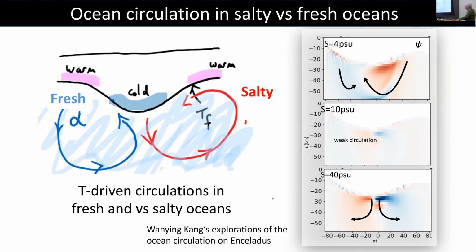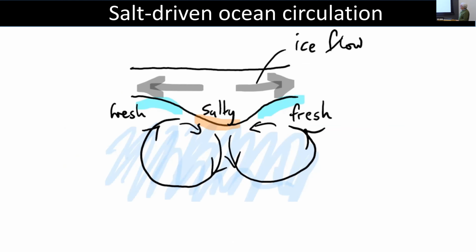And this has been studied by Wang-Ying Kang in several papers which are now out: an exploration of the ocean circulation on Enceladus at different temperatures, assuming different salinities. Both of these circulations carry energy from the poles towards the equator. So the ocean's trying to carry energy towards the equator and actually melt, trying to flatten out ice thickness variations. We think on Europa, the ocean may keep the ice variations fairly flat, whereas on Enceladus, that might not be the case. There's also a salt-driven circulation.